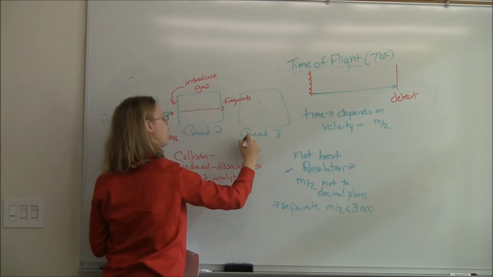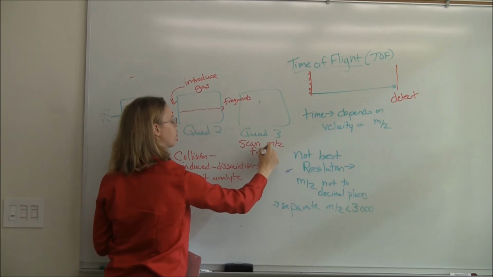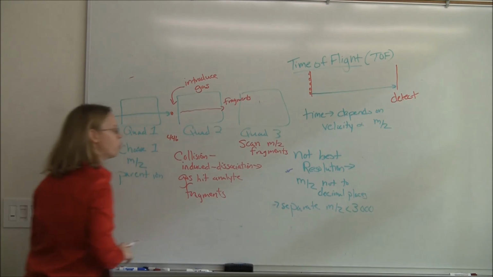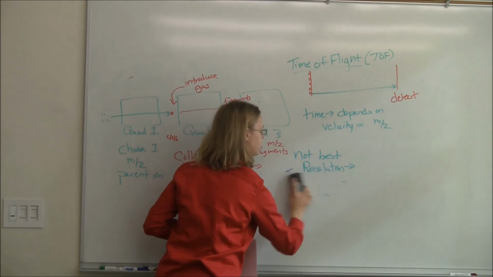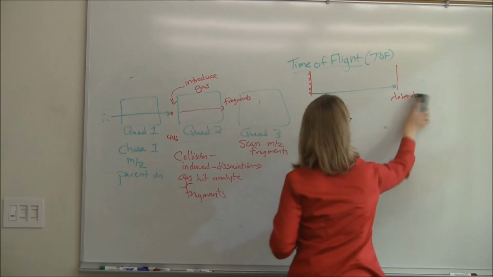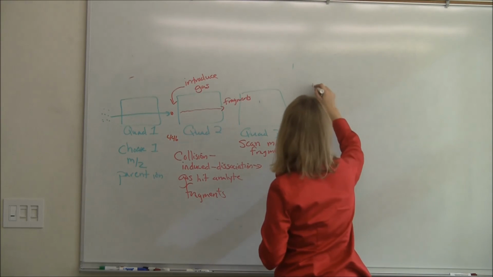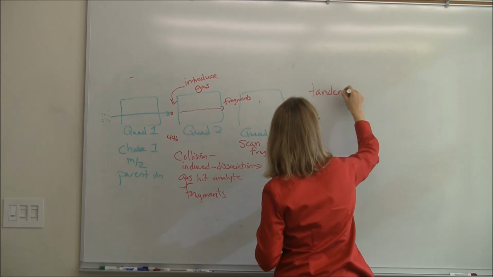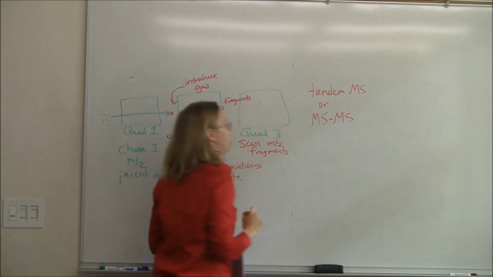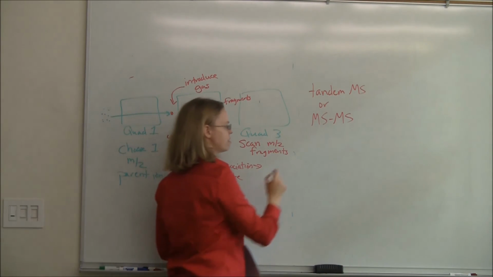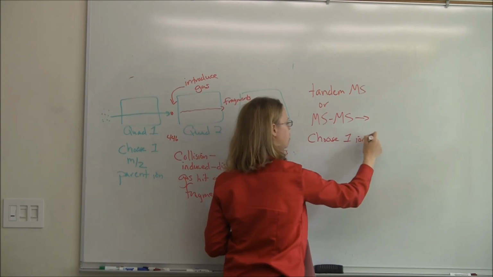And then what we do for quadrupole number 3 is that we scan the mass to charge ratio of those fragments. So we say, what are the mass to charge ratios that we would get of the fragments? This instrument's, not surprisingly, called a triple quad. There are 3 quadrupoles. But what we just did is called either tandem mass spectrometry or MS-MS. And so with tandem mass spec or MS-MS, again, you choose one ion and then you fragment it.